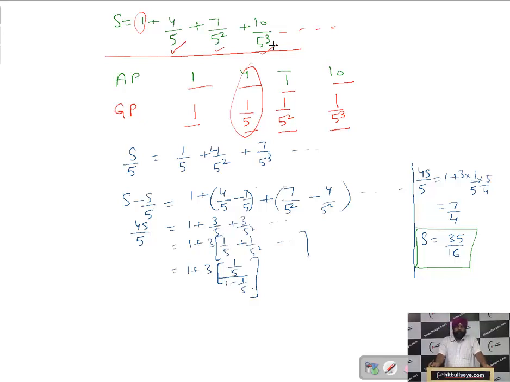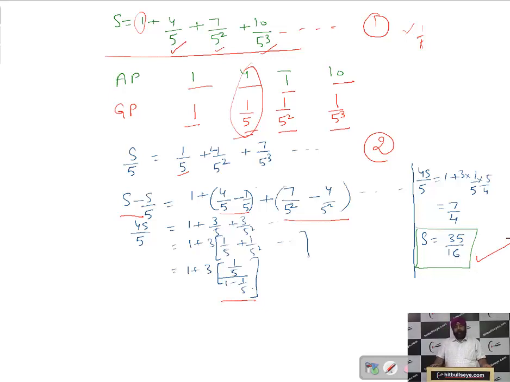To solve it, we have a peculiar solution to these types of question of AGP. The solution is given here. What is the common ratio of the GP? It's 1 by 5. We multiply equation number 1, that is the question, by 1 by 5 to get equation number 2. We now subtract 2 from 1. On the left hand side we'll get S minus S by 5, and on the right hand side we'll subtract in such a way that the terms having the same denominator are subtracted together. For example, here the denominator was 5 and here the denominator was 5, so they will be subtracted together. 4 by 5 minus 1 by 5, 7 by 5 square minus 4 by 5 square and so on. So we'll get an infinite GP and the solution is 35 by 16.